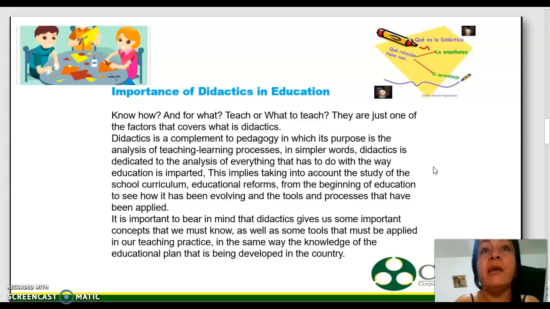It is important to build a method, a didactic guide, using some important concepts that we must know, as well as some tools to be applied in our teaching practices in design, where the foundation of the educational plans that is being developed in the country.